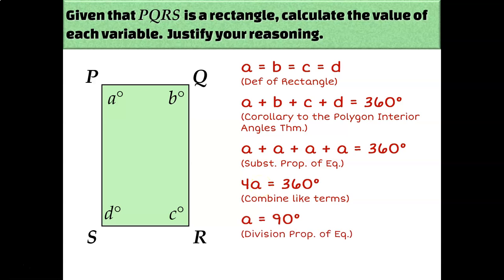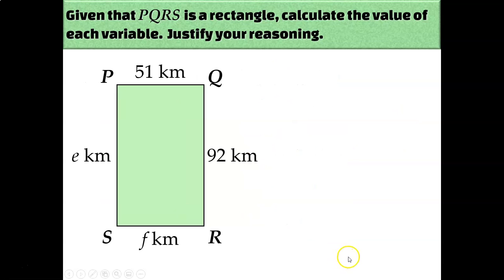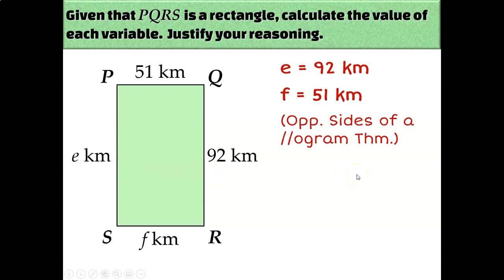So anytime we say that a rectangle actually has 4 right angles instead of 4 congruent angles, this is the proof for that, of why, if all 4 angles are congruent, are they each equal to 90? It's because of this line of reasoning. So I won't make you do this every single time. I'll just let you memorize that the 4 angles of a rectangle must be right angles or 90-degree angles, because if they're all going to add up to 360 and they're all the same thing, then they have to be 90. But all 4 sides are not the same. Only the opposite sides are the same, so E would be 92 by the opposite sides of a parallelogram theorem, and F would be 51 for the same reason.